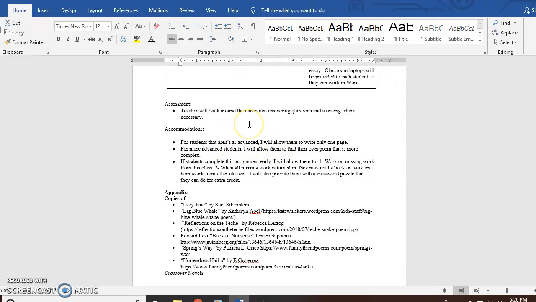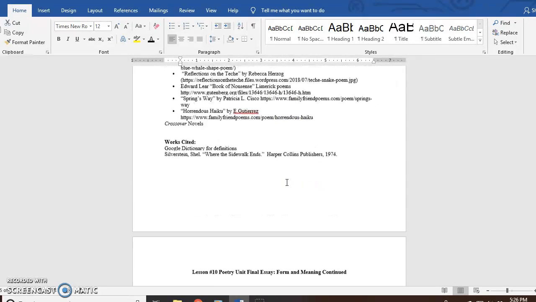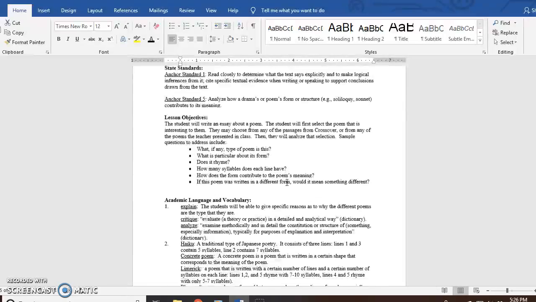So the accommodations: students that aren't as advanced, I'll allow them to write one page. For more advanced students, I'll allow them to find their own poem that's more complex or provide more complex poetry. And then if students complete this assignment early, I will allow them to first work on missing work from this class, then when all missing work is turned in, they can read a book or work on homework from other classes. I'll also have a crossword puzzle they can do if they want extra credit.